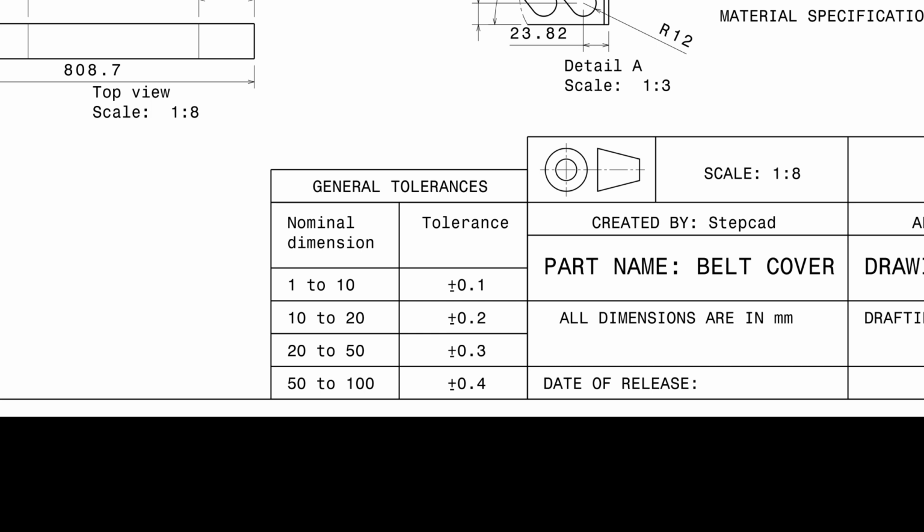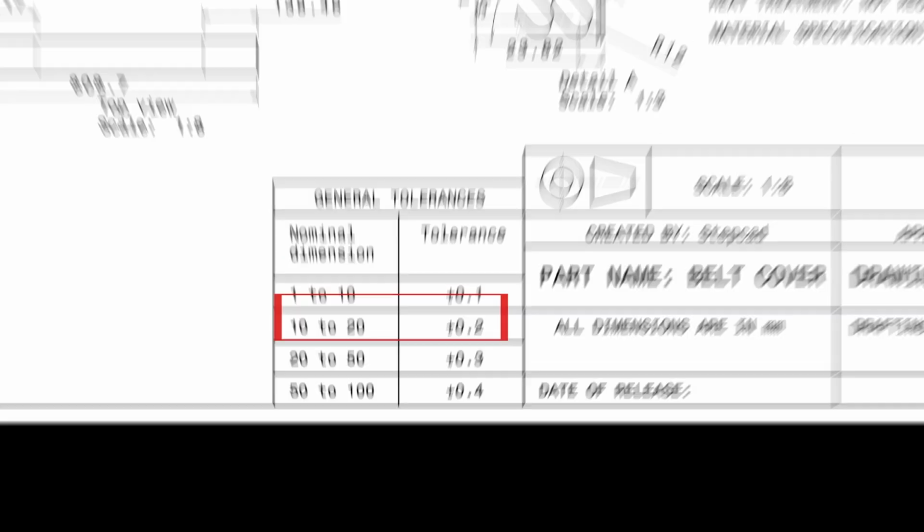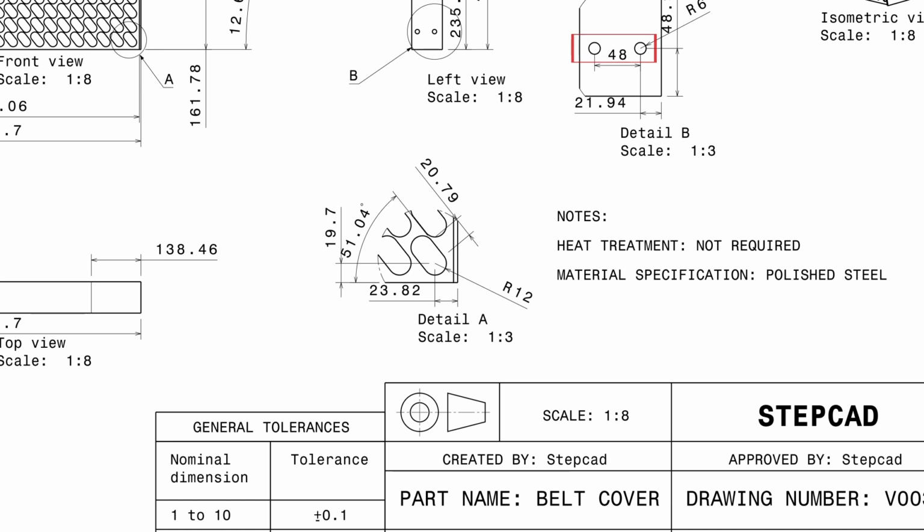Now the second table shows the tolerance values for specific dimensions. Like for dimensions 1 to 10, it's plus minus 0.1, for 10 to 20, it's plus minus 0.2, like that. Now for example, the hole here is of radius 6 or diameter 12, so we will give it a tolerance value of plus minus 0.1.